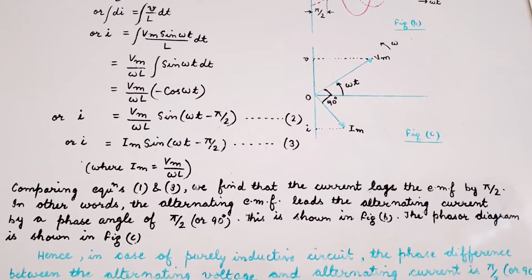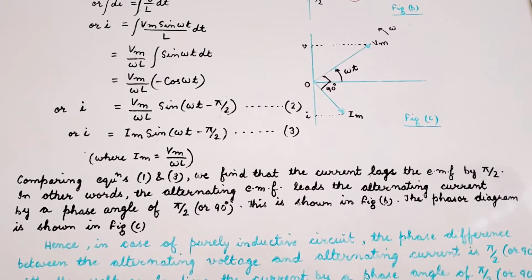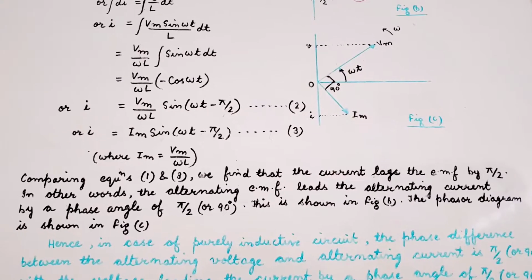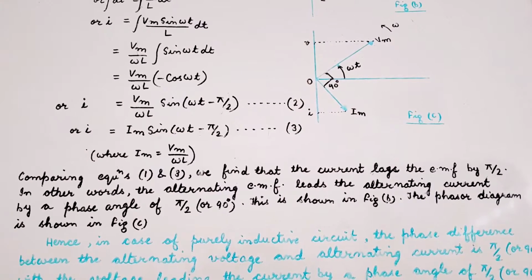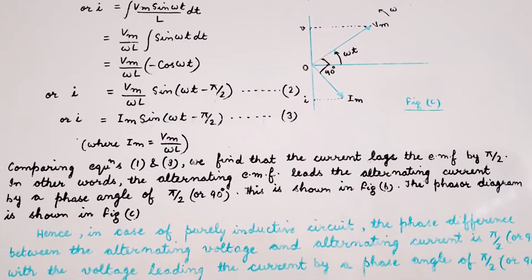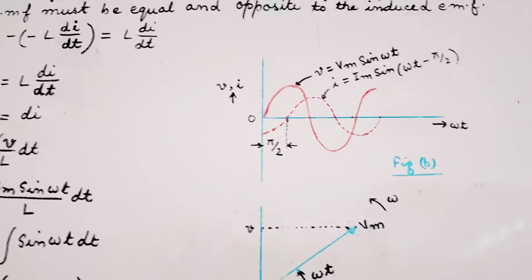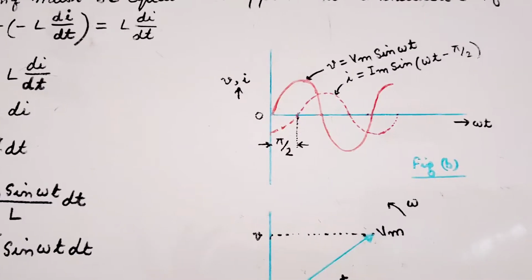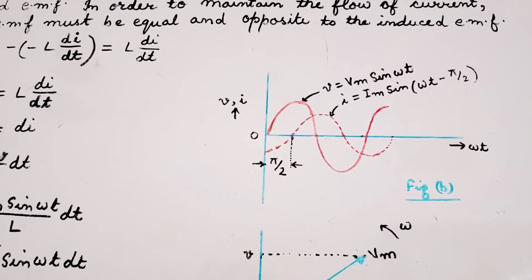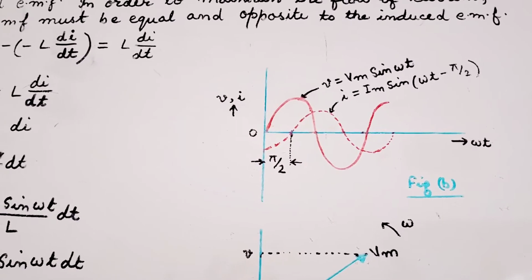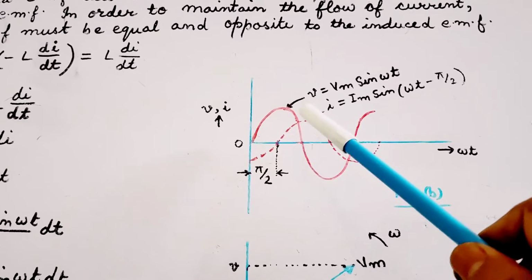Or in other words, we can say that the alternating EMF leads the alternating current by a phase angle of pi by 2 or 90 degrees, which we have shown in figure B. So in figure B, we have just plotted the alternating voltage and the alternating current for various values of omega t. The graph is as shown in this figure.